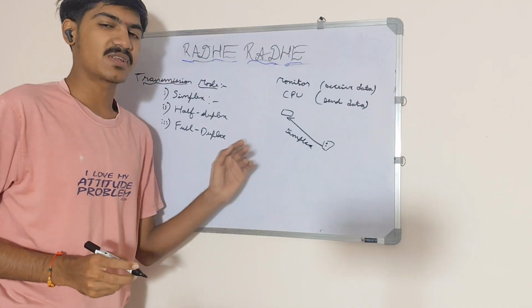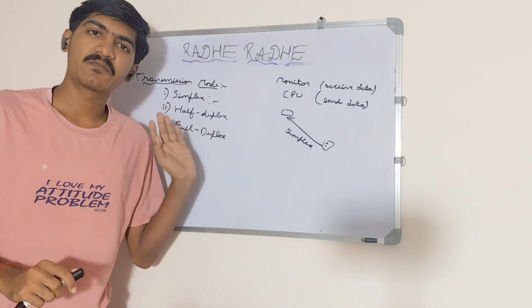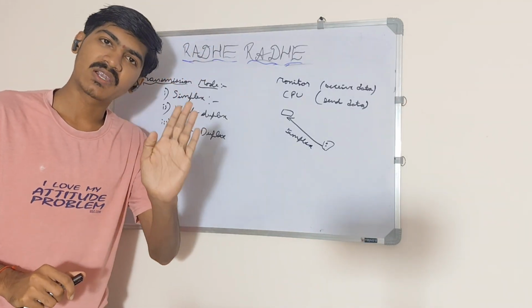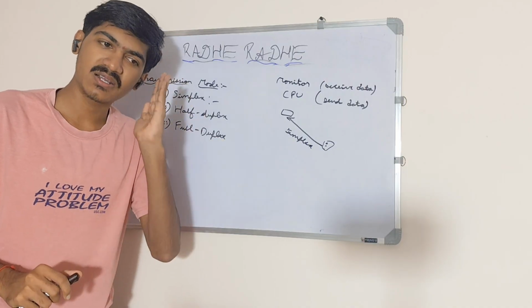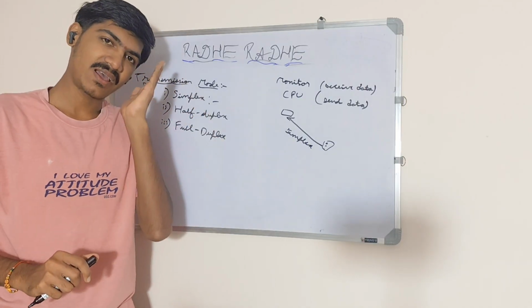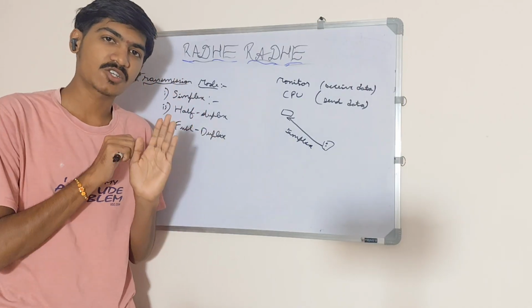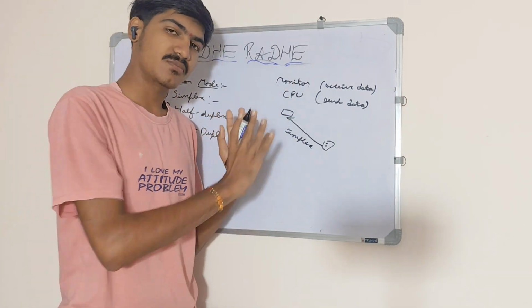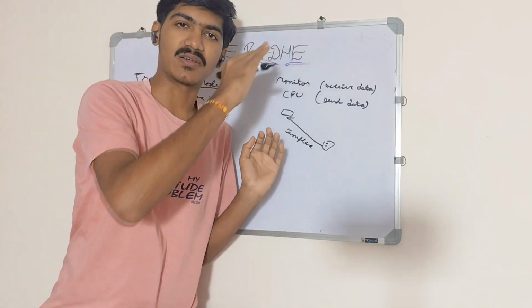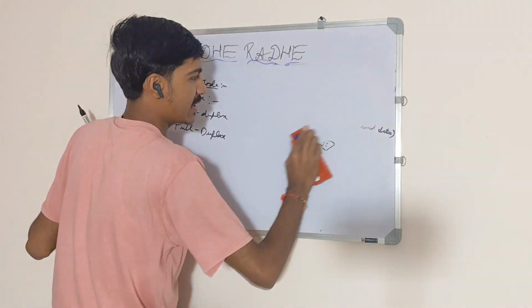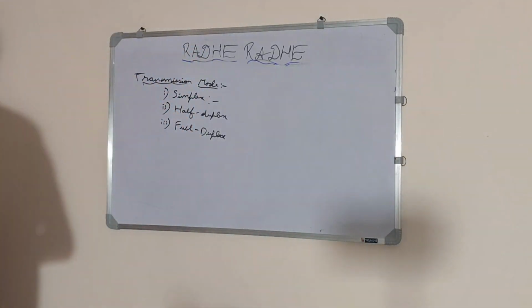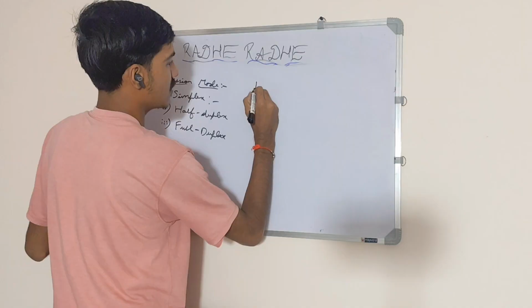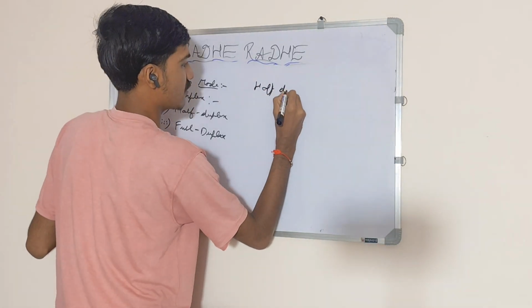This is nothing but the simplex mode of transmission: a type of transmission in which one device can act either as a sender or as a receiver, but not both. That is the simplex mode of transmission. Example I told you: monitor only receives, CPU and keyboard can only send. You know what simplex is? Okay. Let me explain about half duplex.